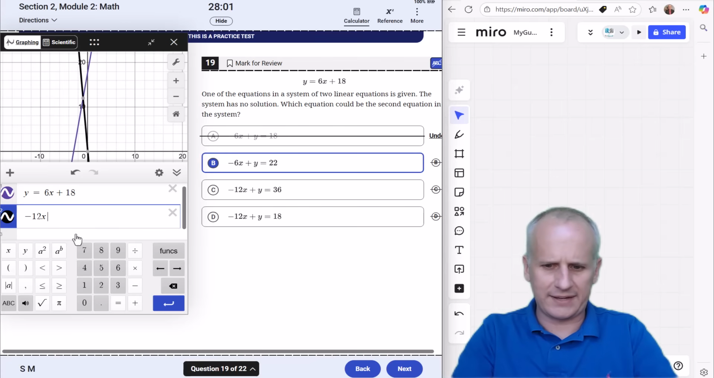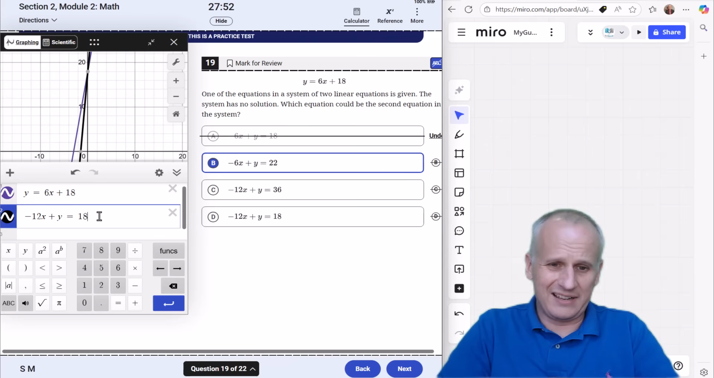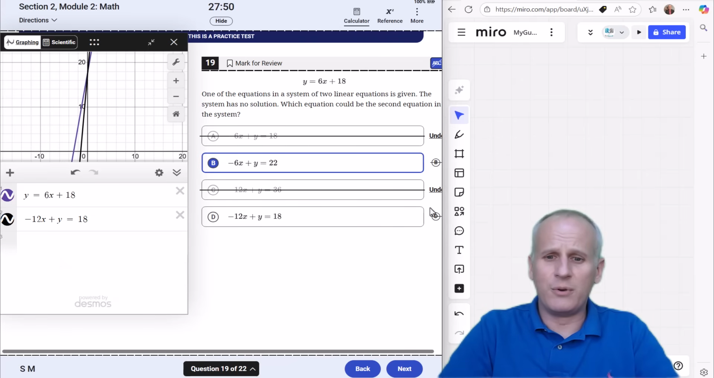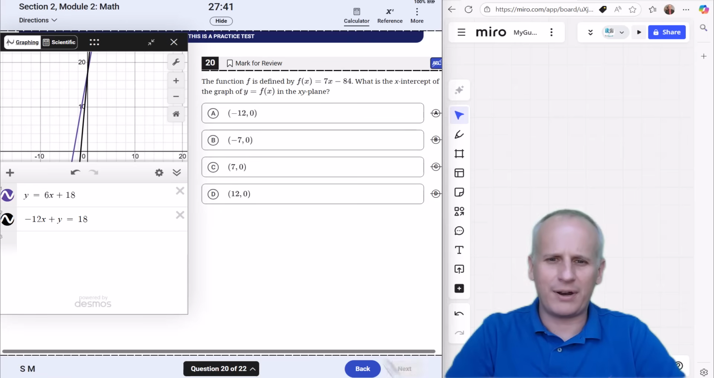We've got negative 12x plus y is equal to 36. It intersects. And then negative 12x plus y equals 18, again, it intersects at a point, so there is a solution. So just showing how you could use the Desmos tool to its full advantage here, but hopefully you would have selected choice B for number 19 a while ago on your own practice.